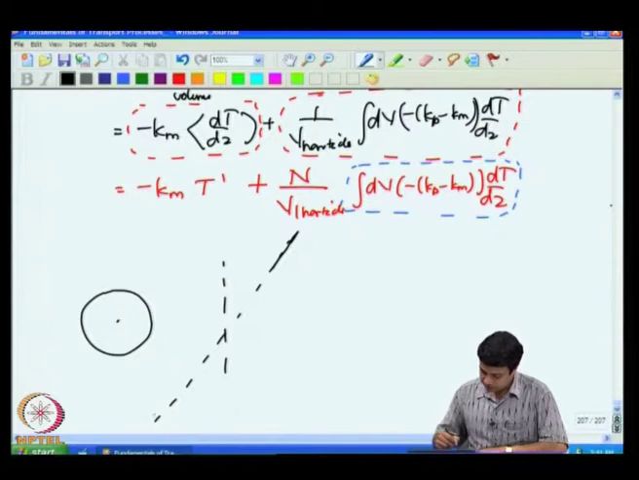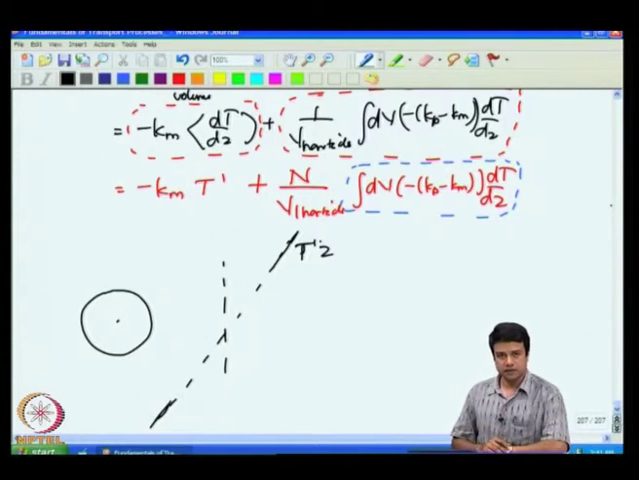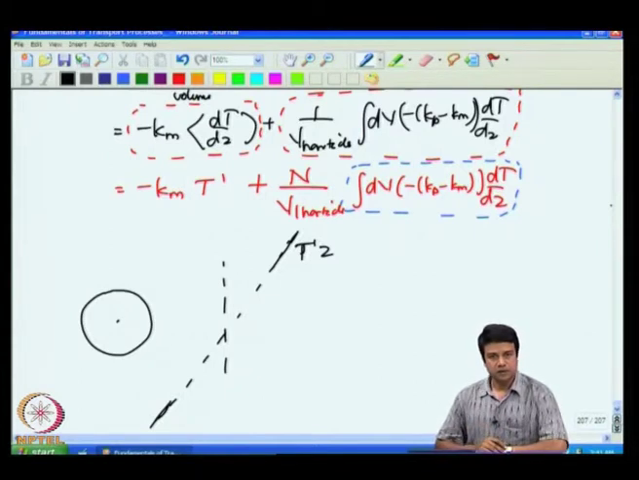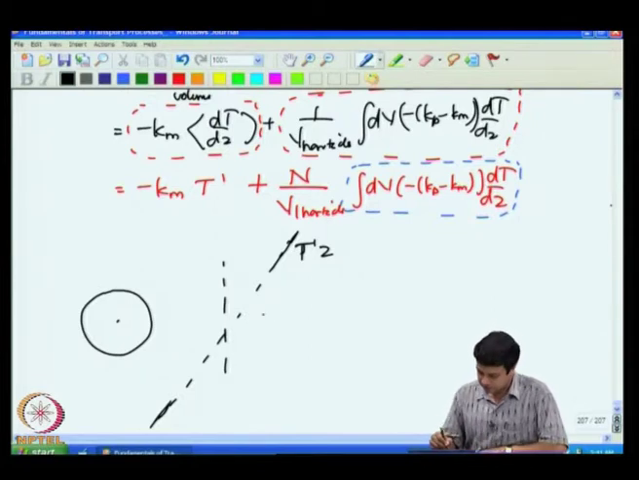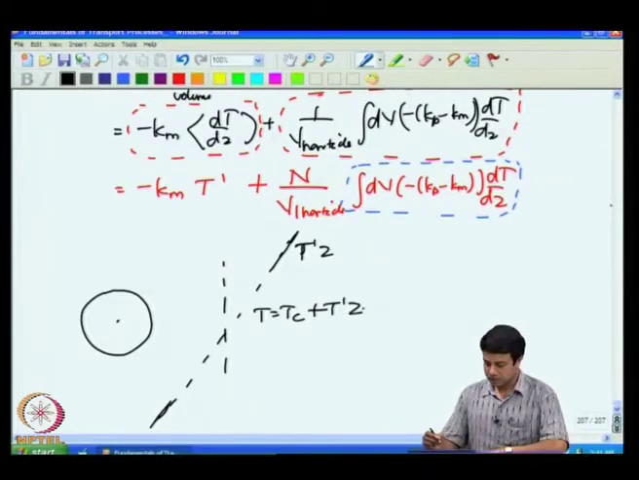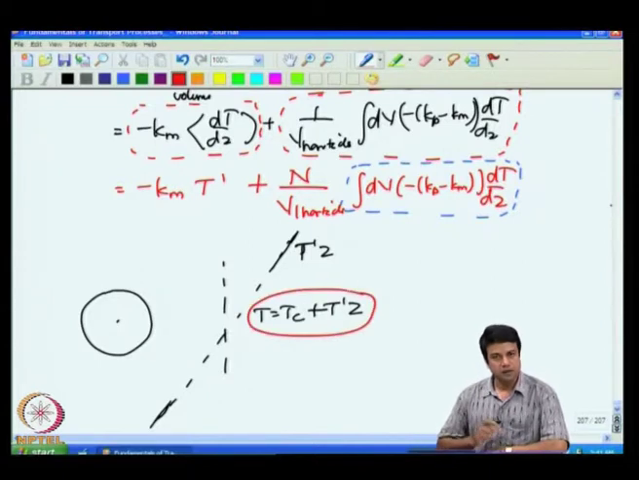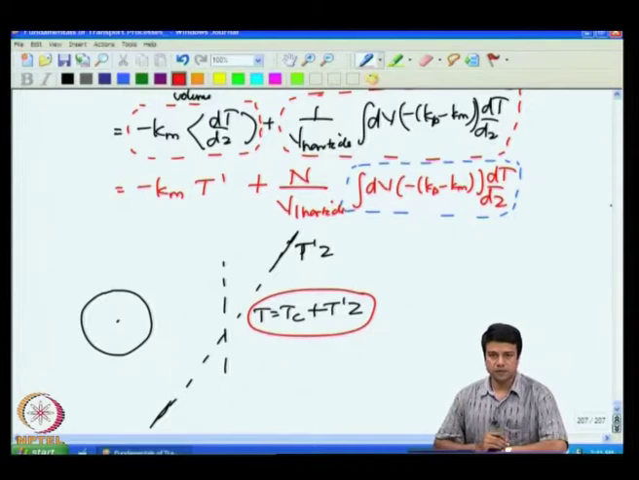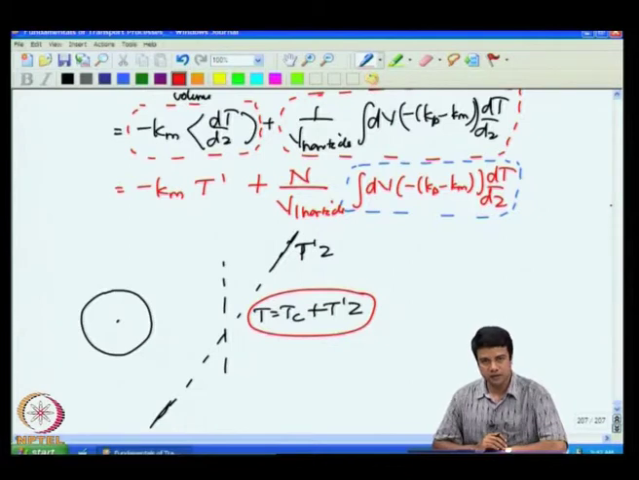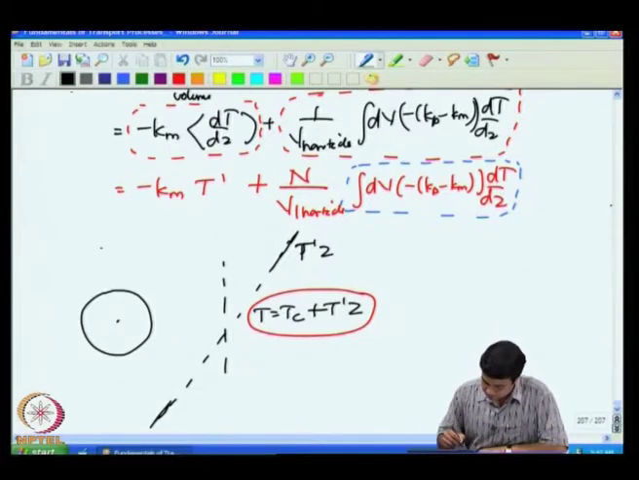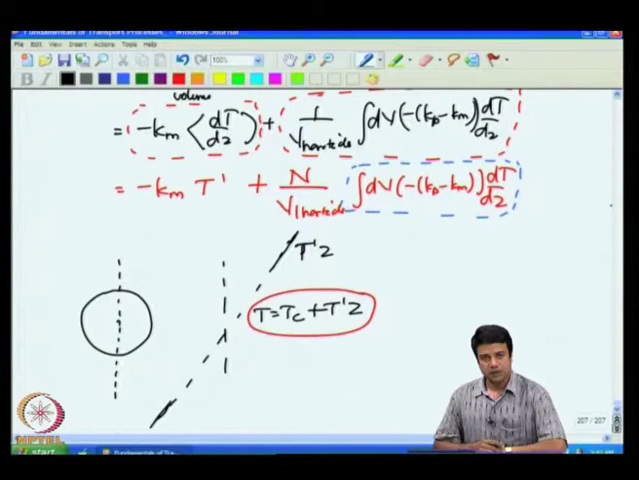And I have a temperature field, which far away goes as T prime times Z. It is a linear temperature field far away from the particle. Of course, there is some disturbance. So, the temperature will be equal to Tc plus T prime times Z. This is the temperature field at a large distance from the particle. Near the particle itself, there is going to be a disturbance due to this temperature field, because the thermal conductivity of the particle is not equal to the thermal conductivity of the matrix. So, let us evaluate this temperature field.